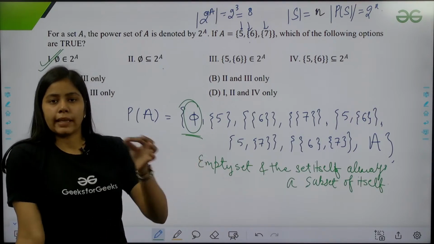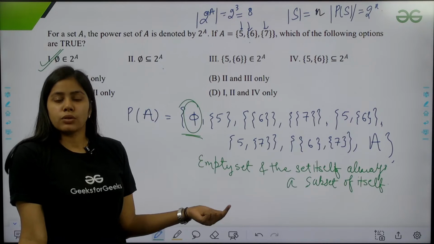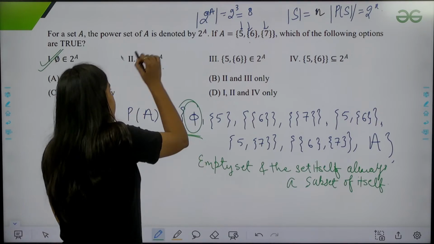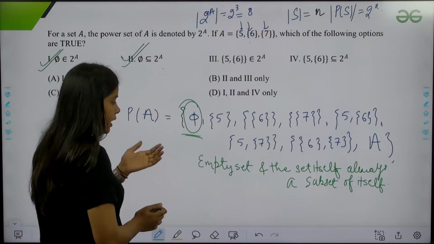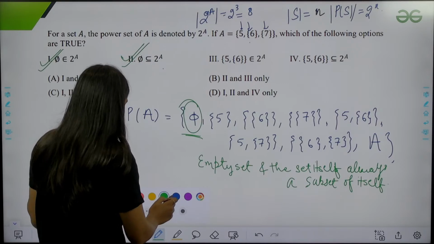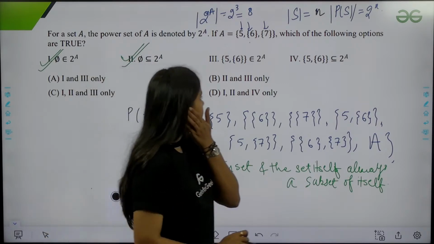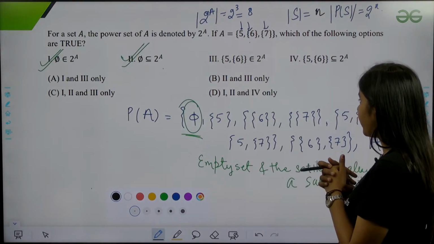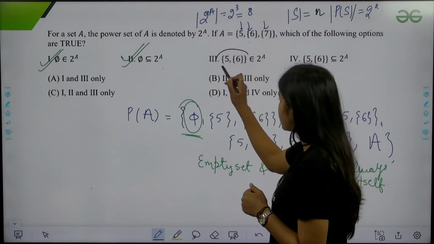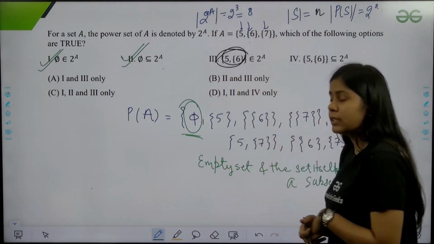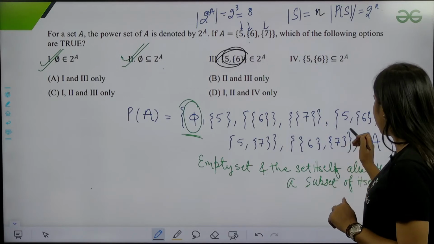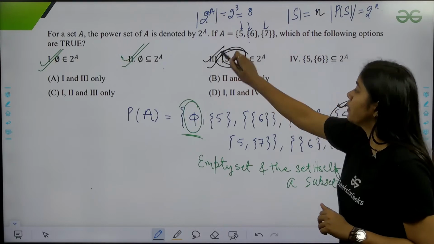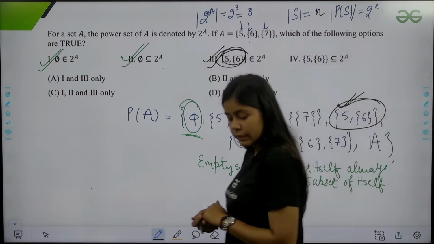Let's suppose I take A as a set, then phi is also a subset and the set A is also a subset. So that means the second option is also true, right? Now let's see the third option. It says that {5, {6}} belongs to 2 to the power A. This means these complete elements have to be present in the power set of A. I can check that this element is present, so the third is also correct.